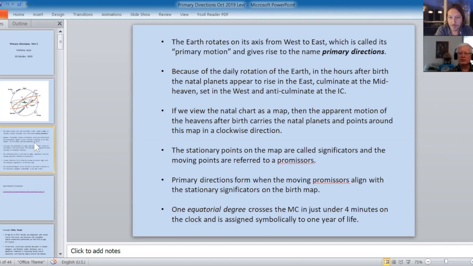If we view the natal chart as a map, then the apparent motion of the heavens after birth carries the natal planets and points around this map in a clockwise direction. The stationary points on the map are called significators, and the moving points are called promissors. And when a promissor reaches a significator by this primary motion, we say a direction has formed, and we interpret it symbolically. And 1 degree on the equator crossing the midheaven in just under 4 minutes on an ordinary clock is considered symbolically equivalent to 1 year of life.